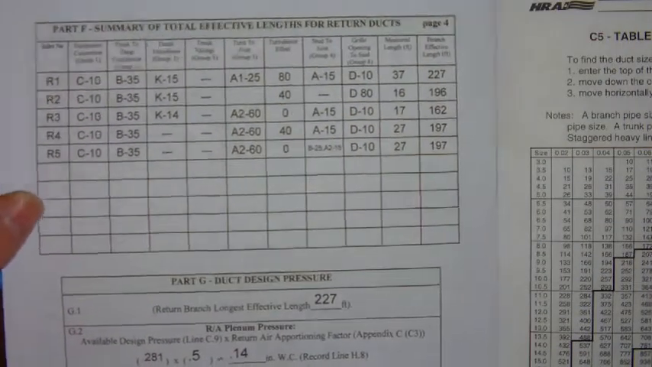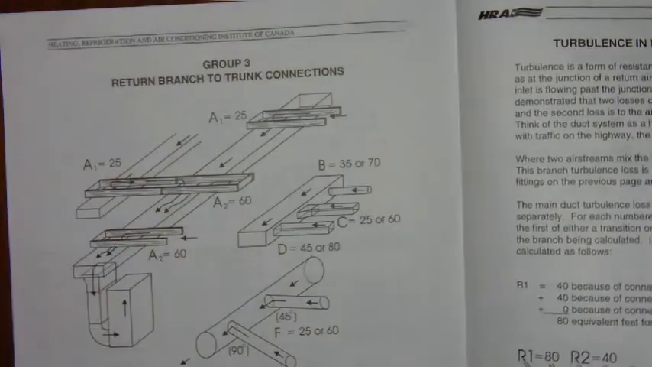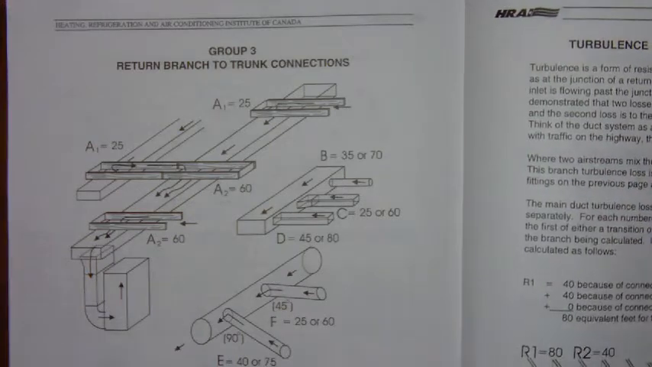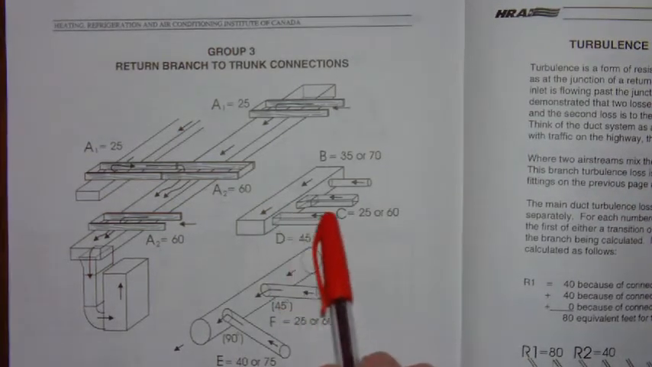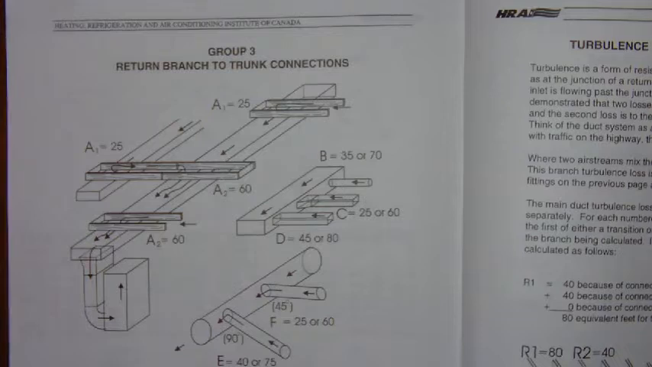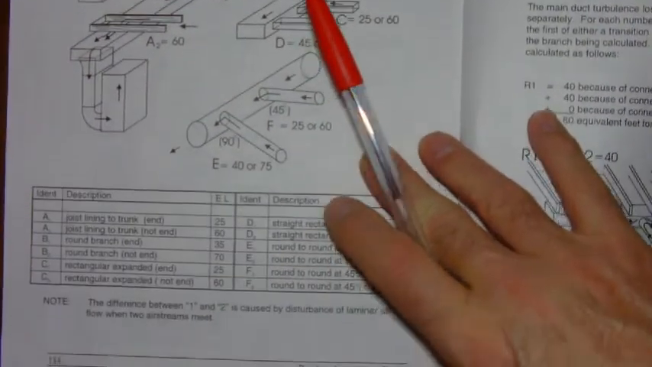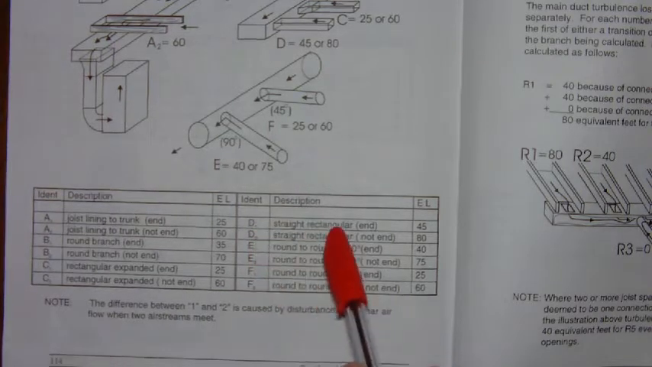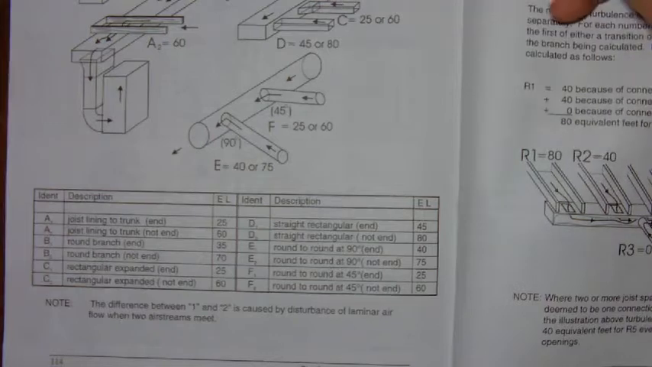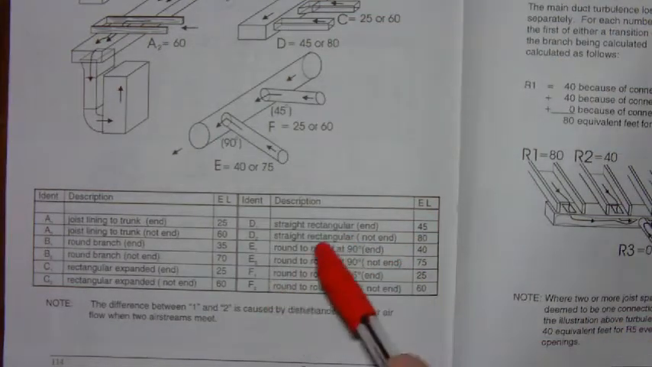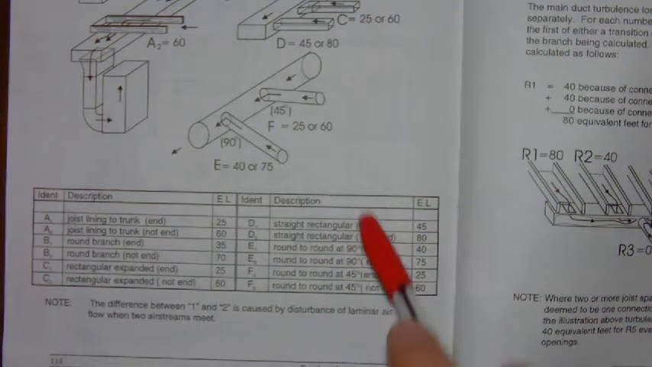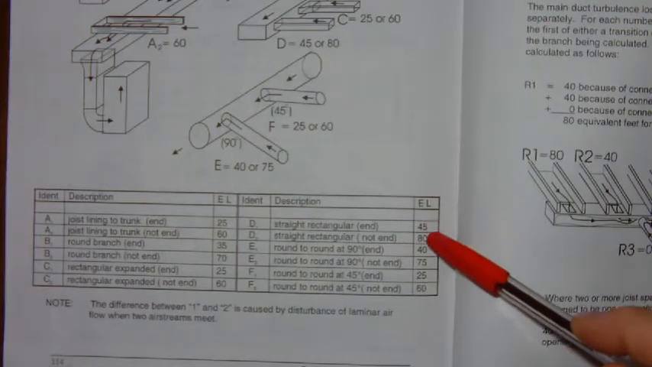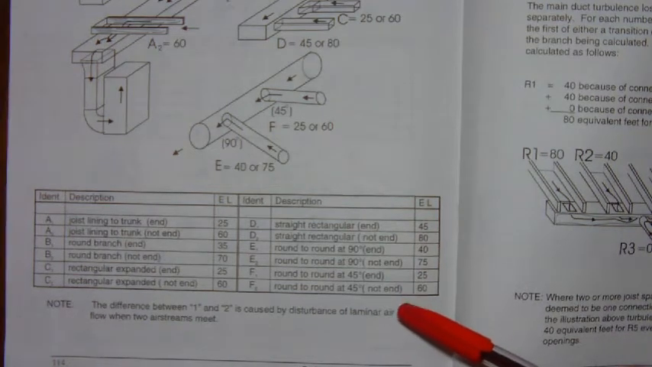And so in looking at the options that we have, if you look at group 3 return branch connections, you'll notice that there is a rectangular duct here, duct fitting D. However, there are two options for duct D. A D1 fitting would be a straight rectangle, but in the end of the duct, whereas D2 would be a straight rectangle, but not in the end, so in other words, inside of the duct. There's quite a difference in the equivalent length, so it is important that we choose the correct one.